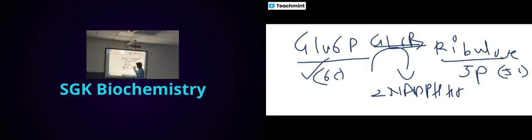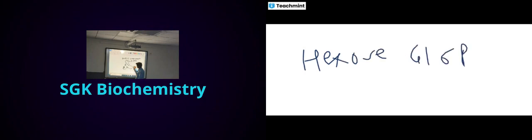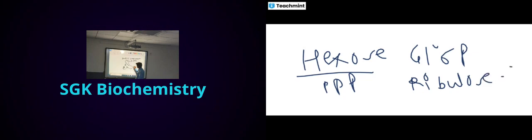So this is the outline of the general reaction, how the 6 carbon hexose sugar is converted to 5 carbon pentose sugar. I again repeat, the hexose monophosphate pathway is named on the basis of involvement of the hexose sugar glucose 6 phosphate, and it is also called the pentose phosphate pathway because there is formation of 5 carbon ribulose sugar, which is a pentose sugar.